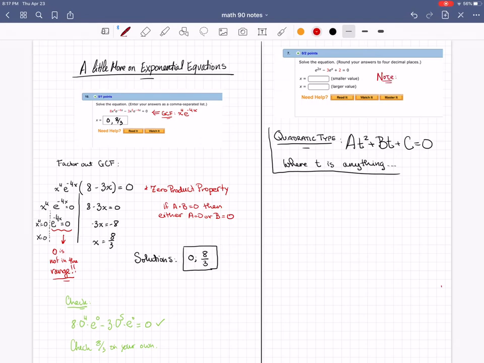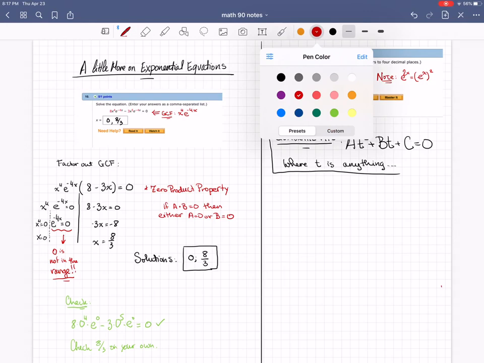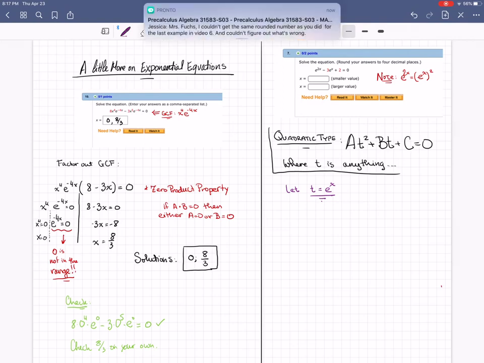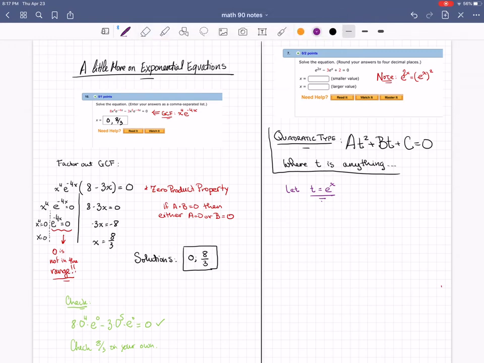that e to the power 2x is e to the power x squared. So in fact, and I'm going to do it in a different color, let's do it in this purple. If we let t be e to the power x, and you'll notice a lot with quadratic type equations that we let t be the middle variable piece. It's not always going to work that makes the equation quadratic, but it's often going to work.